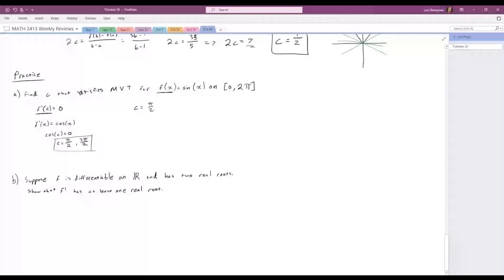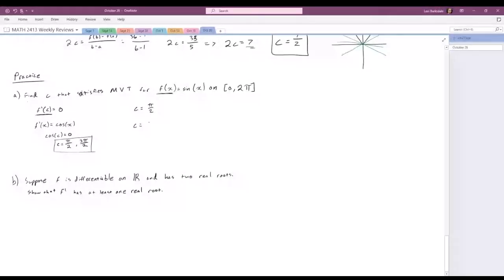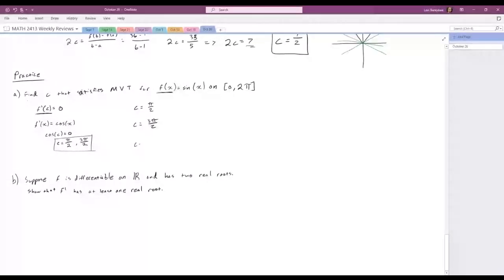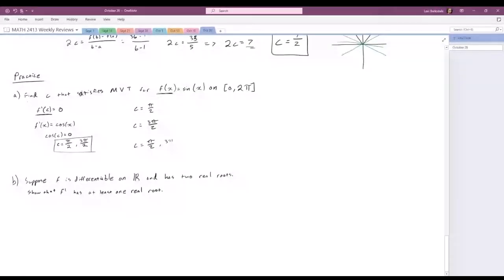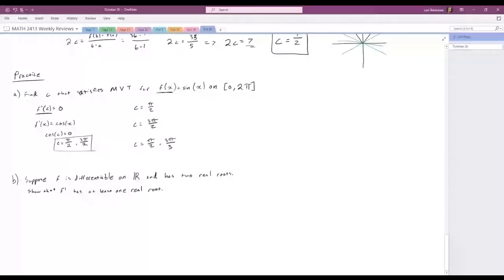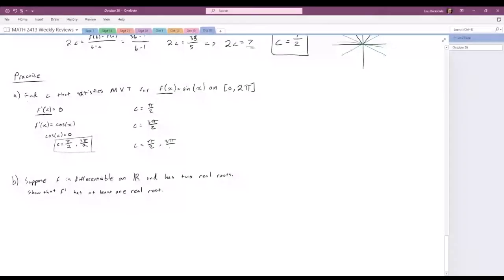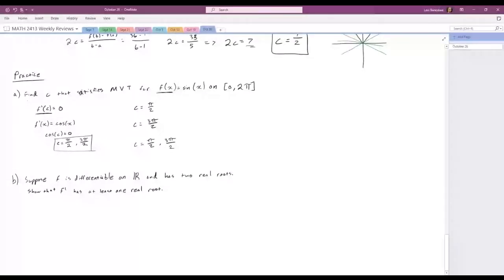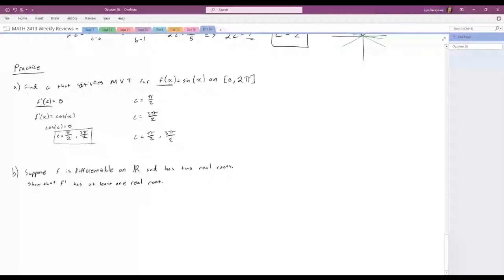You could also answer c equals 3 pi over 2. And you could also answer c equals pi over 2 and 3 pi over 2. All of these would technically be correct. Does that make sense? So that's kind of the point I'm trying to illustrate. You can have multiple points where your slope is equal to your average slope. The mean value theorem just says you're going to have at least one.